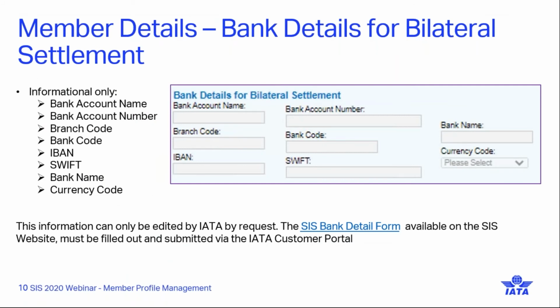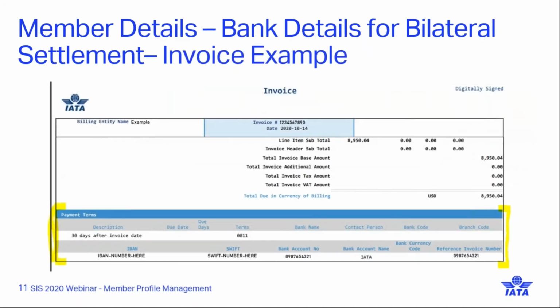Moving on, we look at bank details for bilateral settlement. Here, this is informational only. It includes bank account name, bank account number, branch code, bank code, IBAN, SWIFT, bank name, and currency code. This information can only be edited by IATA by request. The SIS bank detail form is available on the SIS website. It must be filled out and submitted via the IATA customer portal. Once filled in, invoices generated from this location will have the bank information at the bottom. Here on this fictitious invoice, we see the IBAN, SWIFT, bank account number, bank account name, and the reference invoice number.